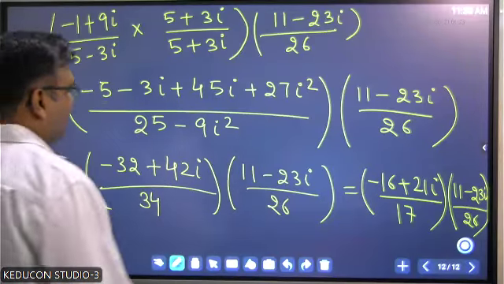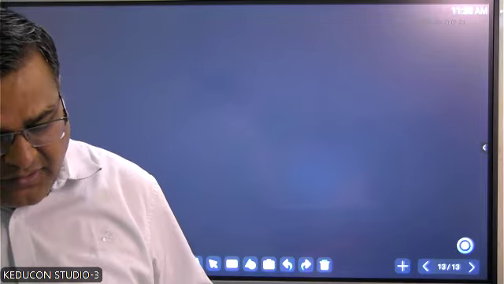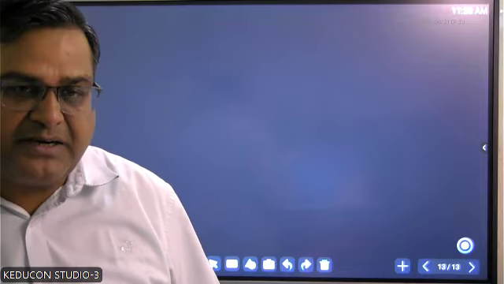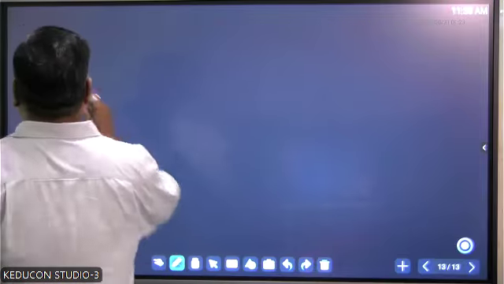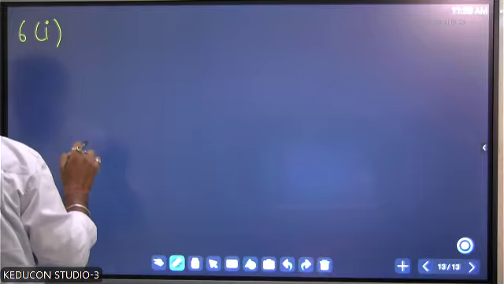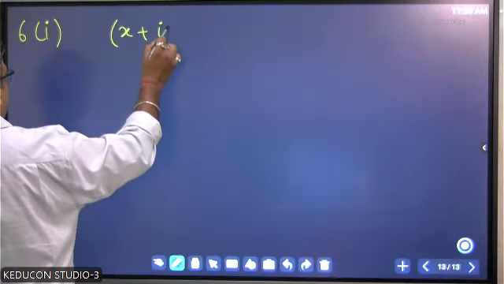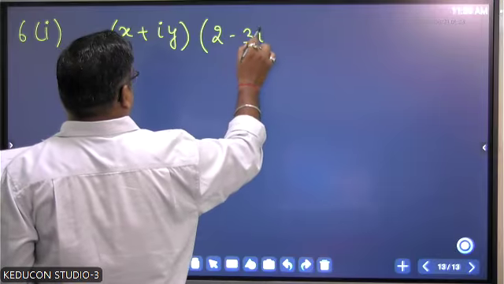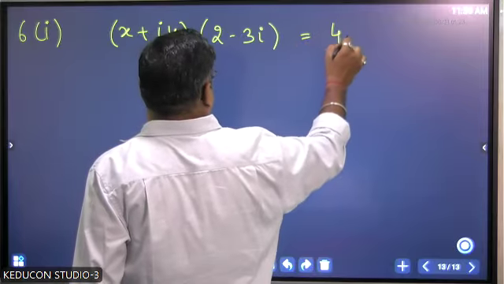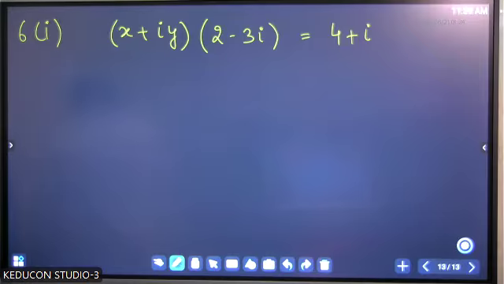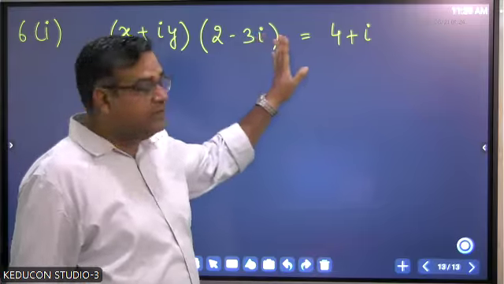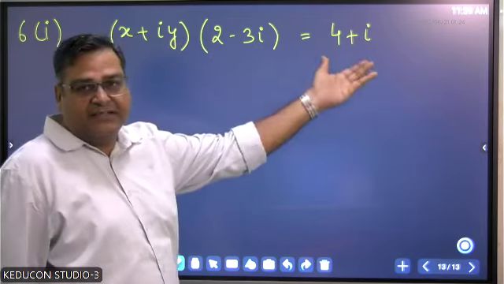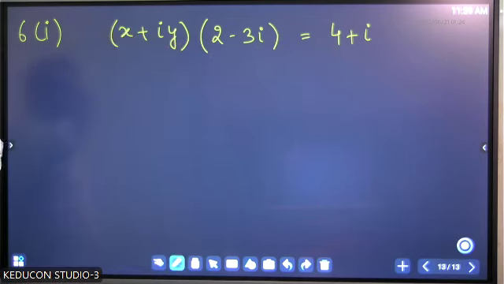Okay, let's move ahead. So students, these were your questions of the form a plus iota b. Now we move on to question number 6. I will do its first part, and you can try the second part yourselves. The first question is we have to find the value of x and y when it is given as (x plus iota y)(2 minus 3 iota) is equal to 4 plus iota. So first you will multiply the terms on the left side and then equate the real part with the real part and imaginary part with the imaginary part.